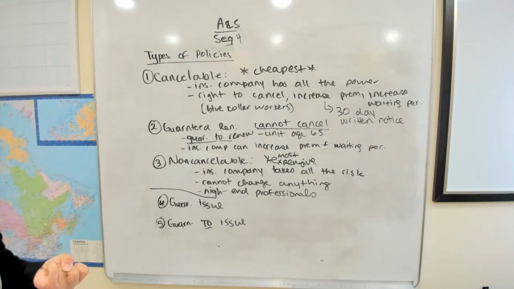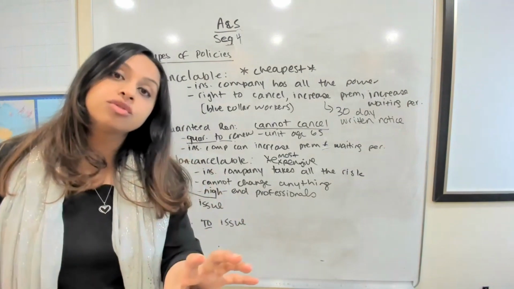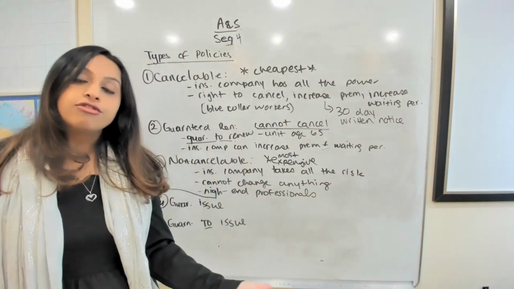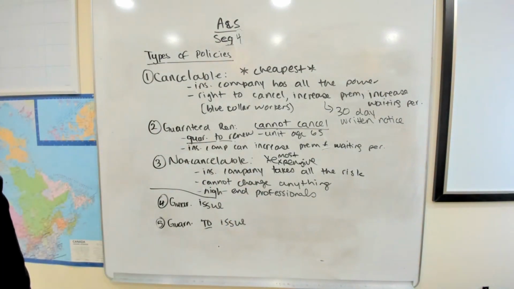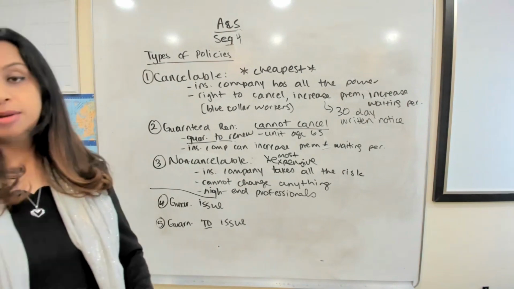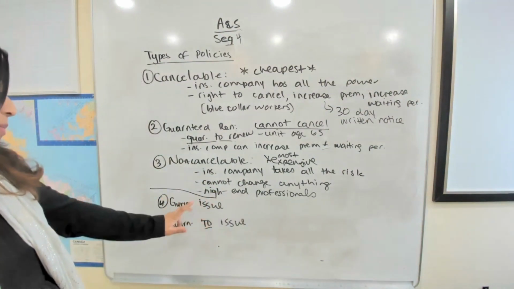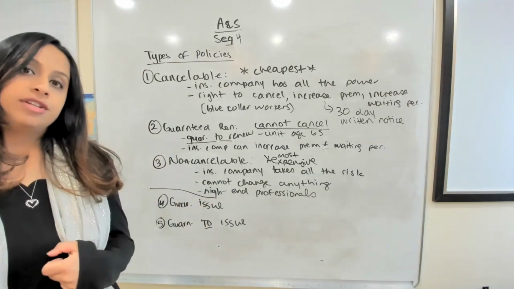And then the last one, guaranteed to issue. The insurance company is saying that we are going to guarantee that this policy will be issued, but we may make some changes. For example, they may take out some people from that group plan, or make some sort of other changes before they get back to the employer with the plan, right? So these two apply more when we're looking at group plans. So it would fit into that.